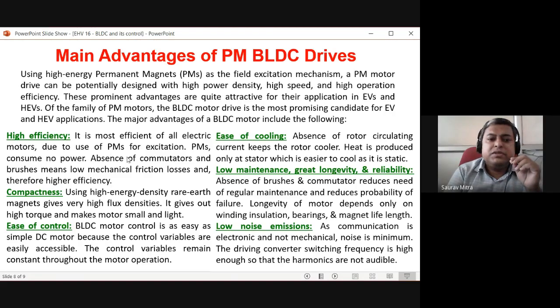that, among all electrical motors, due to the PM for excitation, we are not wasting any energy for an electromagnet in the field coil. There is already a permanent magnet connected to it. That's why it is increasing the efficiency. Due to the PM for excitation, it is very efficient. PMs consume no power. Very important thing, because to generate the magnetic field we are not wasting any power. So PMs are consuming no power.